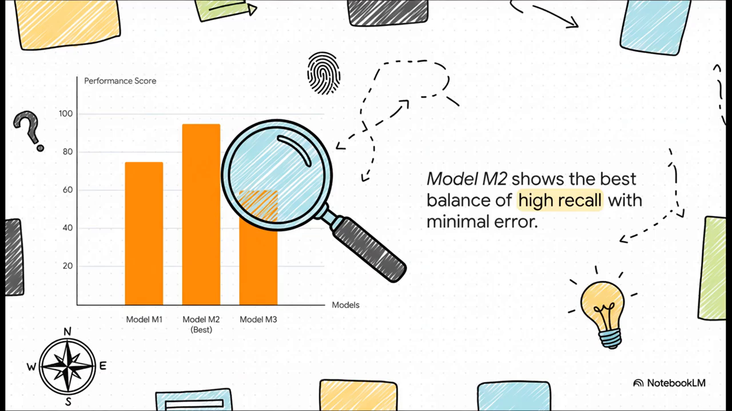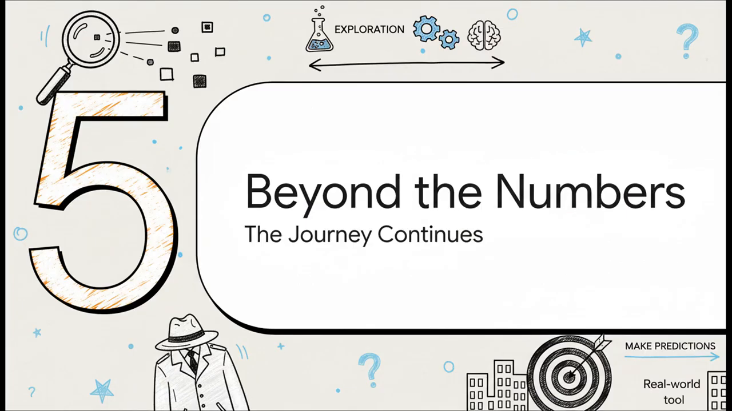So when we look at a chart like this one, which just sums up that ROC analysis, the choice becomes pretty clear. Yeah, models M1 and M3 might be okay, but model M2 is the one that really nails that perfect balance. It's the one we'd pick to move forward with. And that brings us to the final part of our journey, at least for now. Because the thing about data science is the journey never really truly ends. It's always a cycle of building, testing, learning, and making things better.